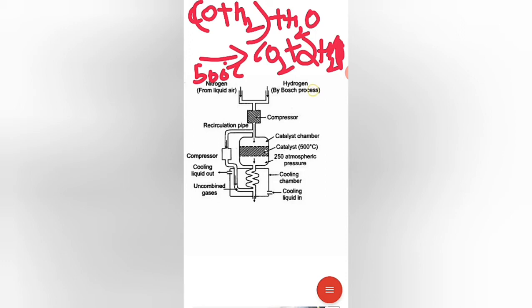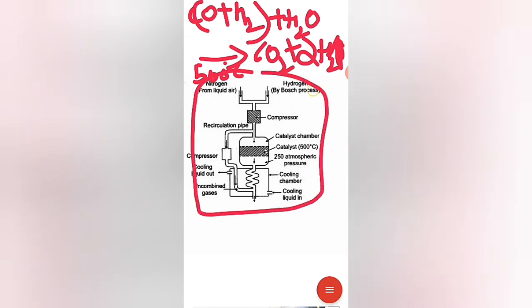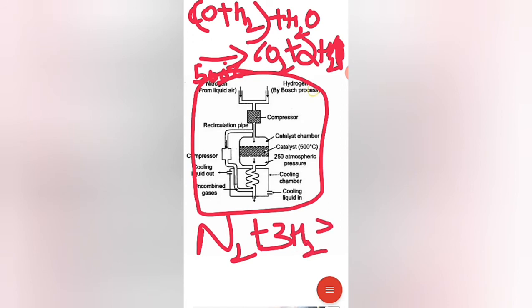Then the reaction for Haber's process: N2 plus hydrogen gives, this is a reversible reaction, NH3 plus heat. So this is a reversible exothermic reaction and proceeds with a decrease in volume.